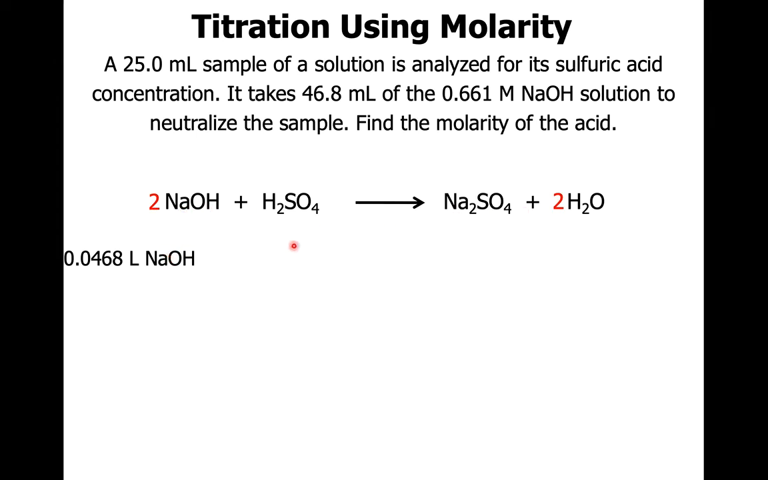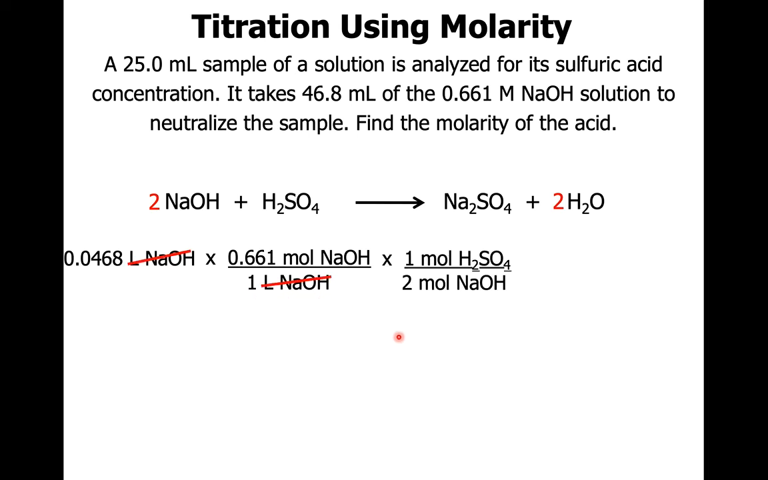Once we have that in hand, and here I've taken the volume and turned it into liters by dividing by 1,000, so 0.0468 liters of the sodium hydroxide solution. The concentration of that sodium hydroxide solution, 0.661 moles of sodium hydroxide are contained in 1 liter of the solution. Now is when we need this mole ratio. Well, it requires 2 moles of sodium hydroxide to neutralize 1 mole of sulfuric acid.